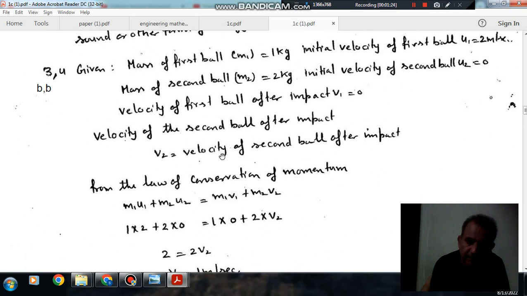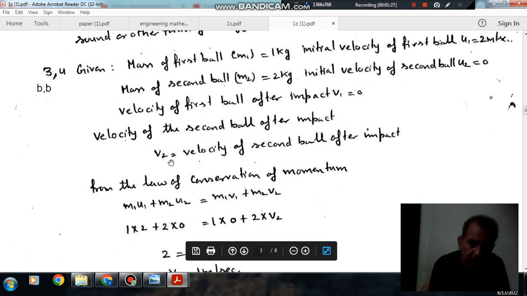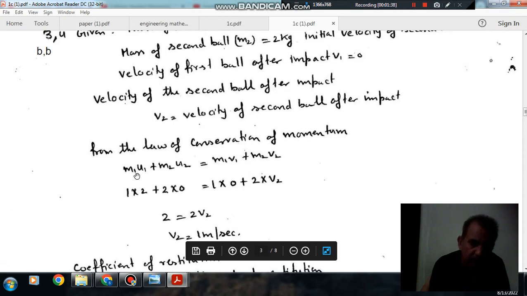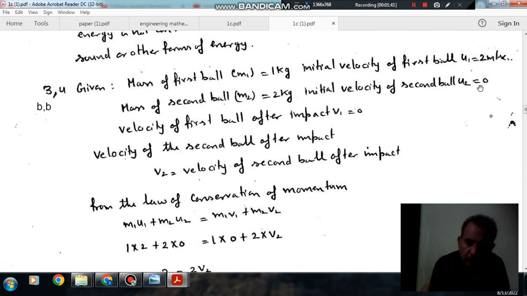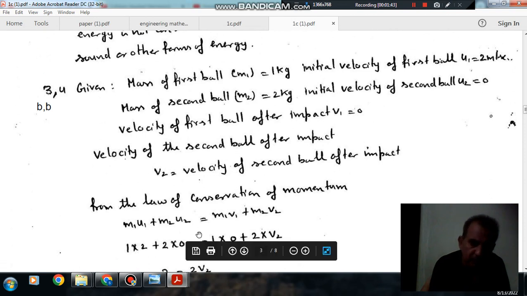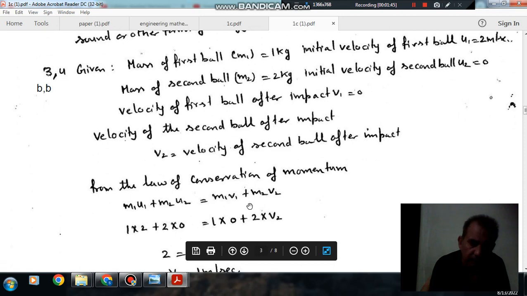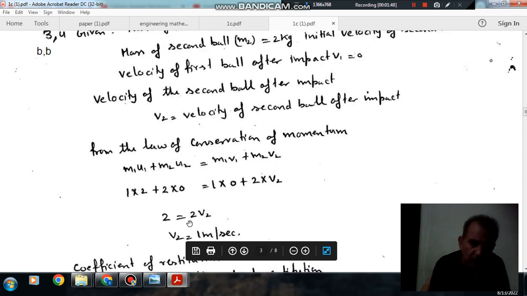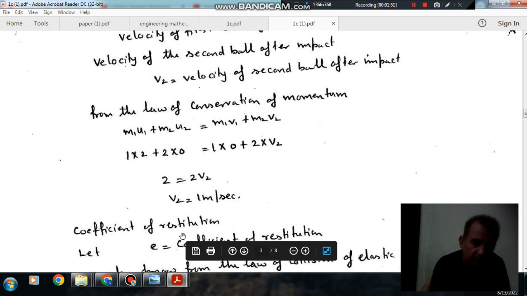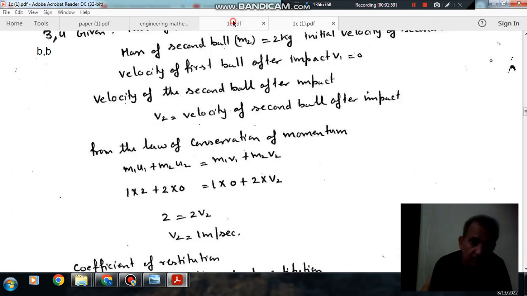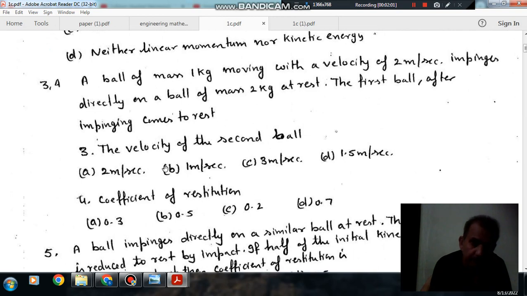Then by momentum conservation we can find out velocity v2. Initial momentum m1 u1 plus m2 u2 equals final momentum m1 v1 plus m2 v2. Putting in the values, u1 is 2, u2 is 0, m1 is 1, m2 is 2, v1 is 0, so 2 equals 2 into v2, or v2 is 1 meter per second. So the final velocity of the second ball is 1 meter per second. The answer to question number 3 is B.